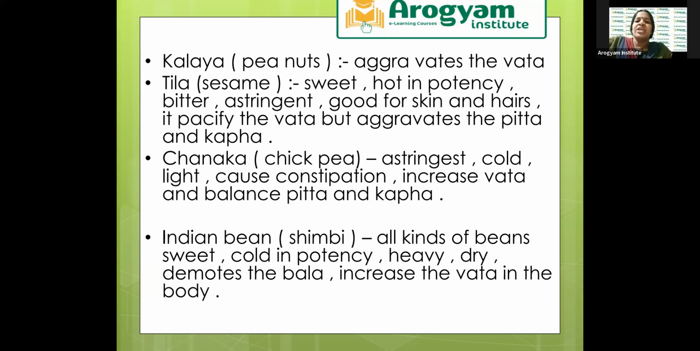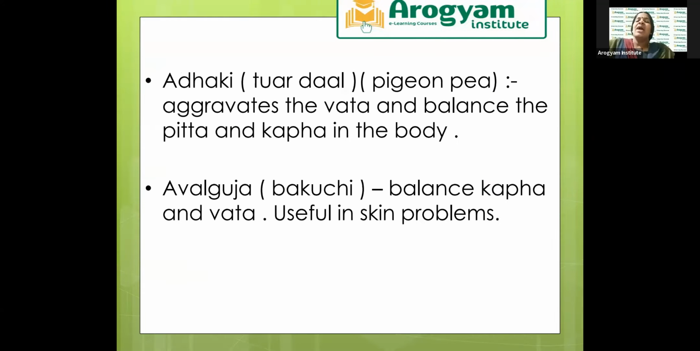And that is chana. Then Indian bean is shimbi. All kinds of beans are sweet, cold in potency. It is heavy, dry, diminishes bala, and increases vata in the body. Adhaki means tur dal, arhar. So it aggravates vata.